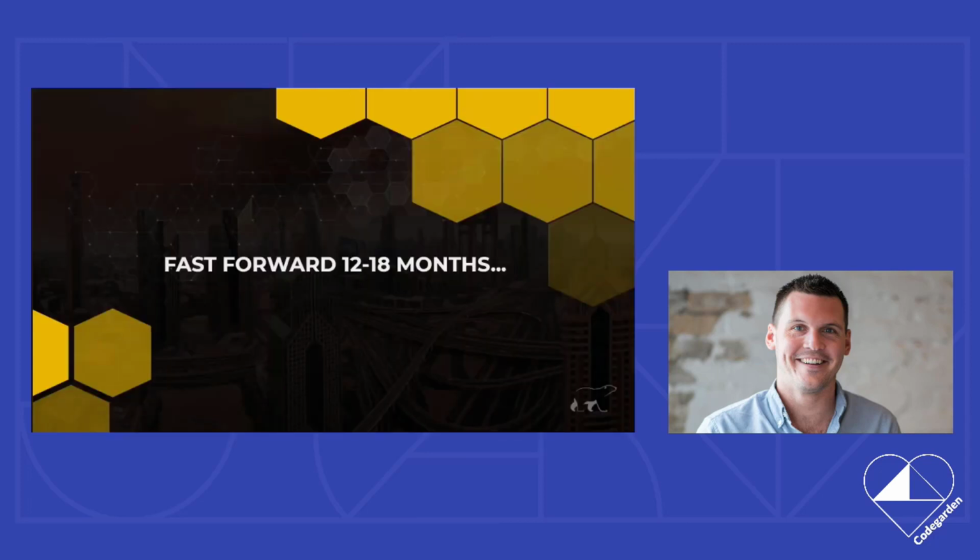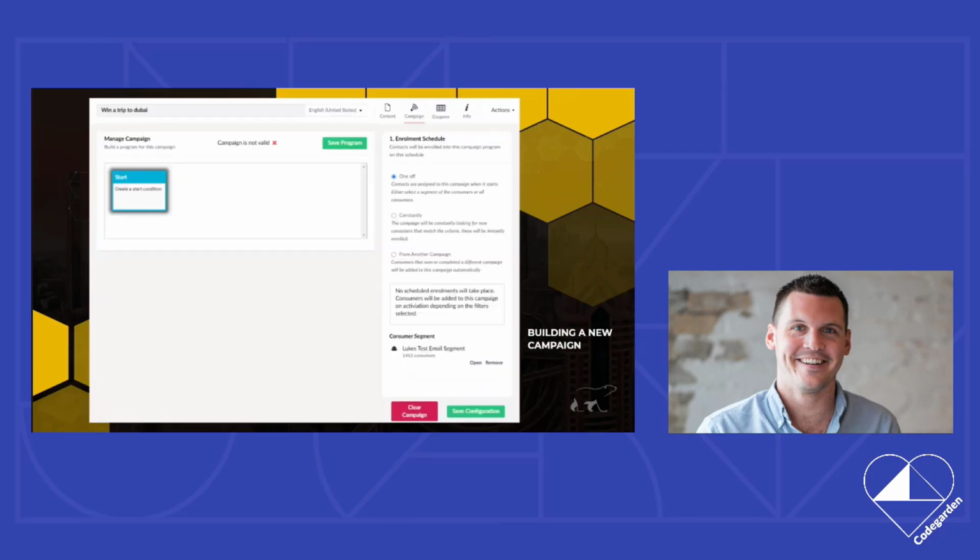So if I fast forward 12, 18 months, where do we get to? And how does it all work? So hopefully you can see that and it's not too zoomed out.